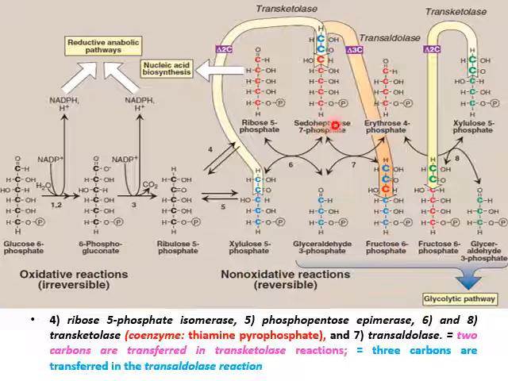Now when pseudoheptulose has transferred its 3 carbons, then it is left with 4 carbons, and the 4-carbon structure acts as erythrose 4-phosphate. So in reaction number 7, pseudoheptulose transfers its 3 carbons to glyceraldehyde 3-phosphate, and you get fructose 6-phosphate, and pseudoheptulose itself becomes erythrose 4-phosphate.